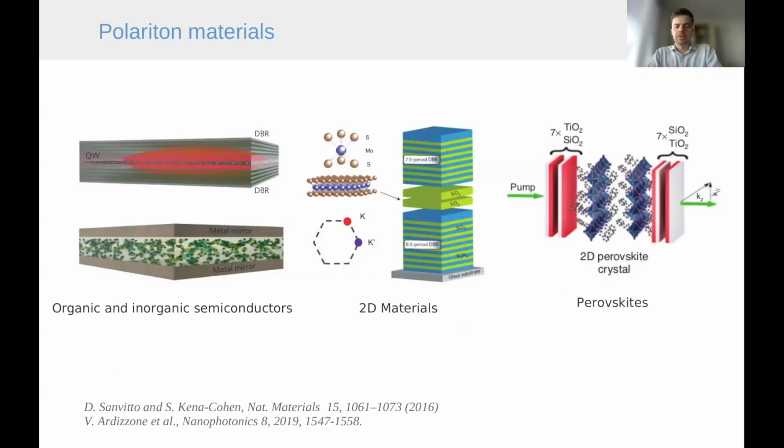Now, since 2005, there has been a lot of progress in both theory and experiment. And now we have really plenty of systems where polaritons can be created. This includes both organic and inorganic semiconductors, but also two-dimensional materials and perovskite crystals. We can actually also have polaritons in systems where we have no mirrors. There is self-induced confinement. So there are really many possibilities.